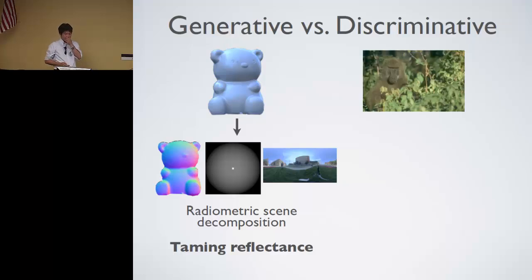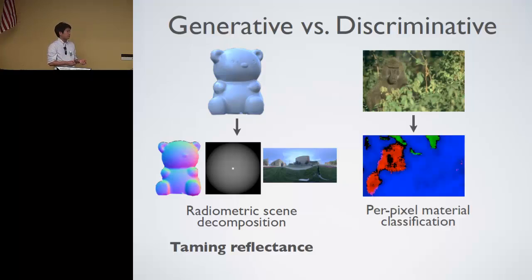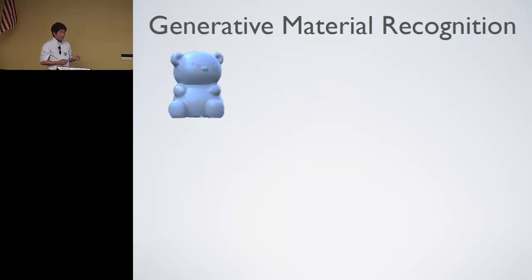Okay? And the second approach is going to be a discriminative one, where we directly try to classify each pixel into different materials, right? And here, the focus is going to be on finding ways to tame the interclass variability of material appearances. So let me start with the generative material recognition approach.